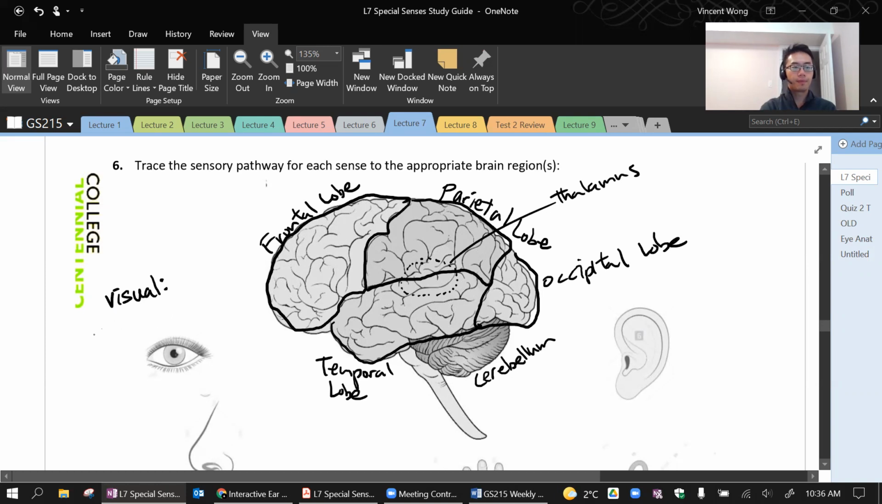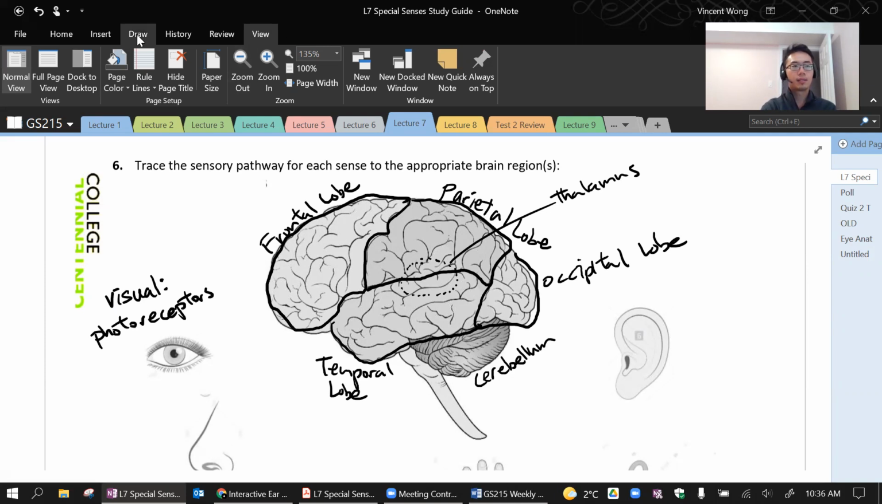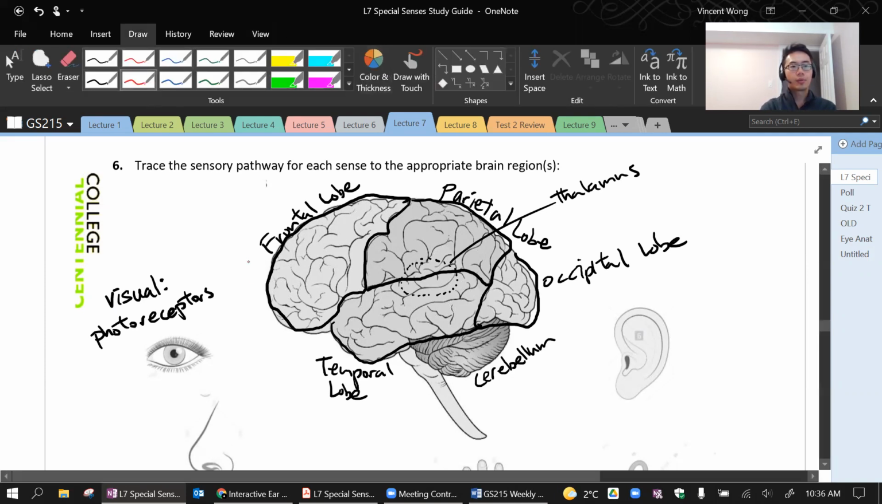Photoreceptors. Okay, the rods and the cones. So here we go.